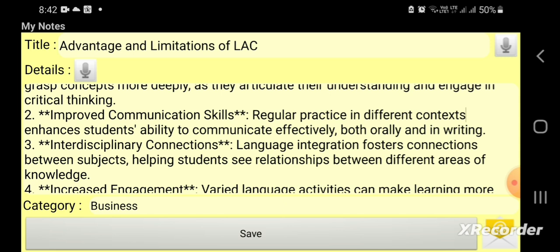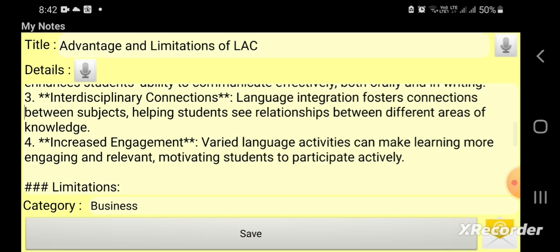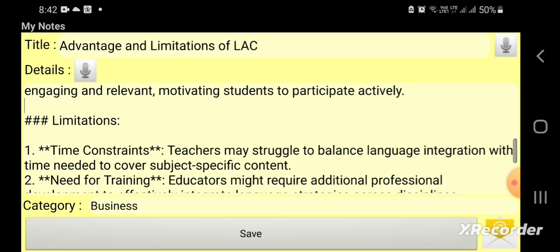Regular practice in different contexts enhances students' ability to communicate effectively both orally and in writing. Interdisciplinary connection: language integration fosters connection between subjects, helping students see relationships between different areas of knowledge. Increased engagement: varied language activities can make learning more engaging and relevant, motivating students to participate effectively.